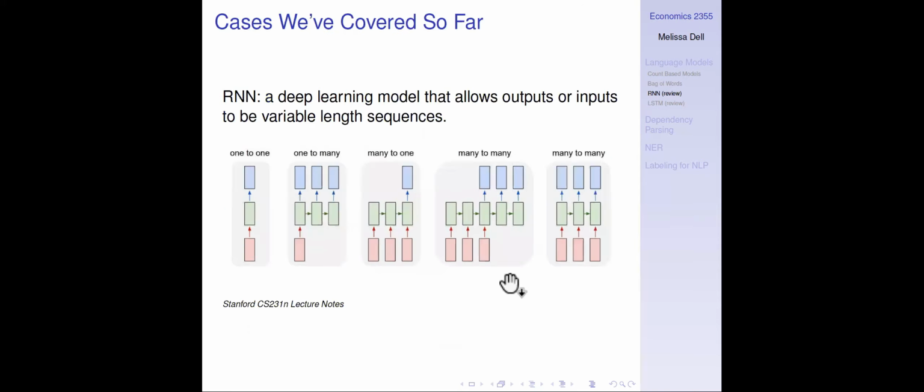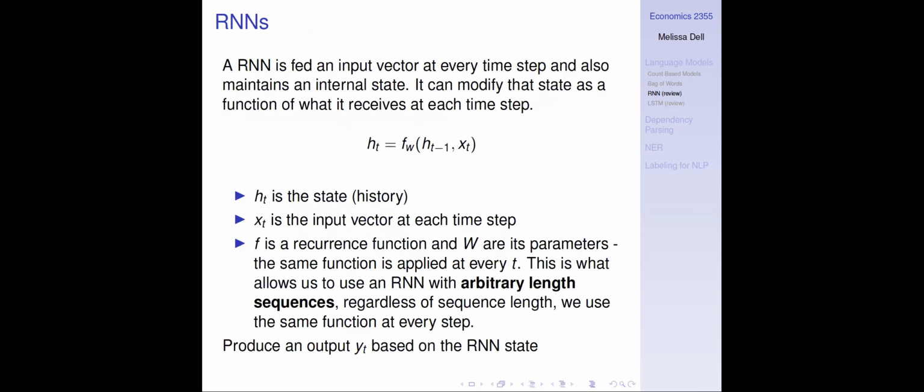Okay, so I'm just going to quickly review RNNs and LSTMs. We already went over this, but just to make sure you have it in your mind. Remember that an RNN is a deep learning model that allows inputs or outputs to be variable length sequences, which we talked about in the context of OCR because our output is a variable length sequence of words, but obviously that's often true in NLP tasks as well.